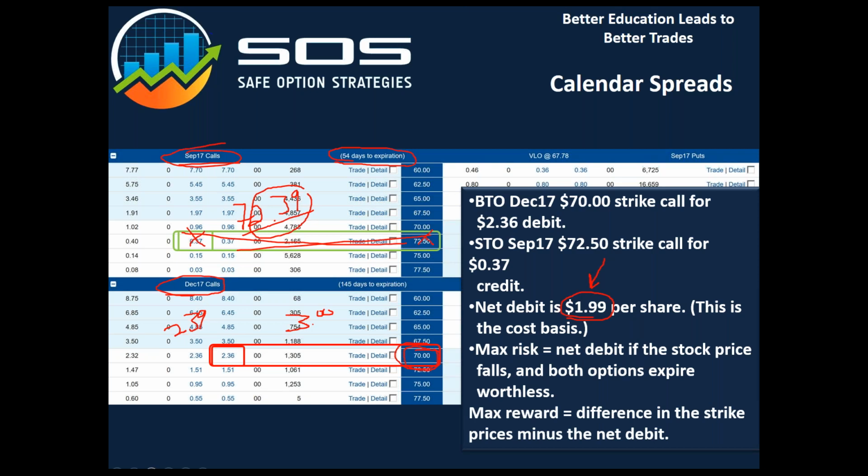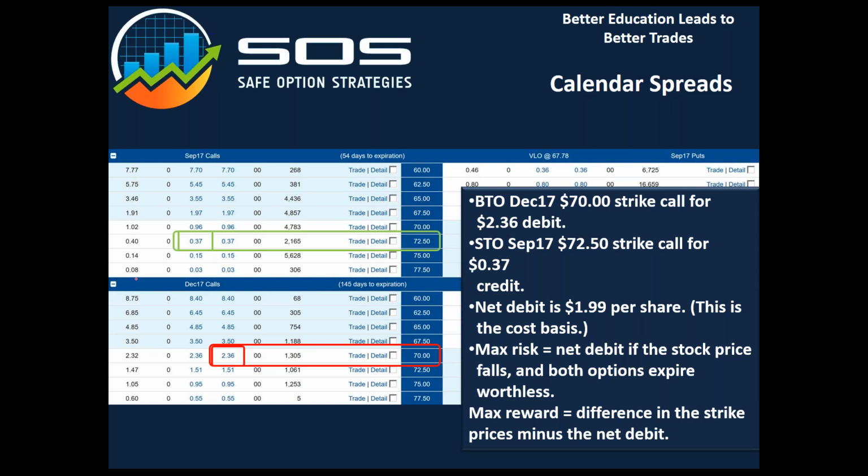Now, there's another thing that could happen. This is important to know with calendar spreads. And this becomes different. There's already a few things that are different. This is another thing that becomes different than the bull call spread or the bear put spread, which are the two trades you previously learned prior to this one.